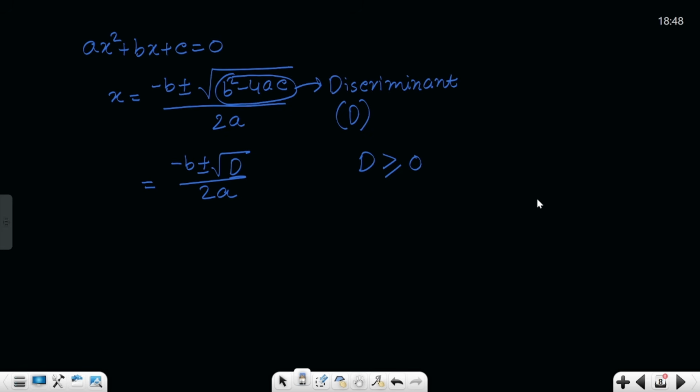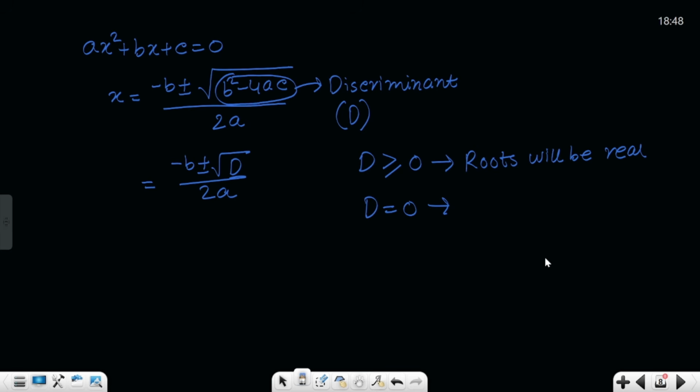I am not talking about rational or irrational. I am only saying that if b square minus 4ac is greater than or equal to 0, the roots will be real because root over b square minus 4ac will be real. So if this is greater than or equal to 0, then roots will be real.